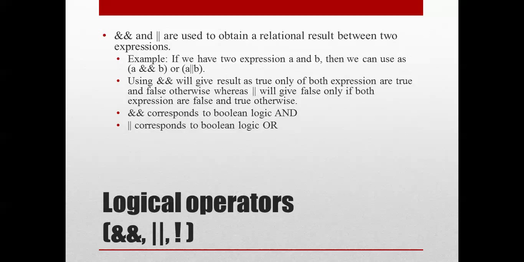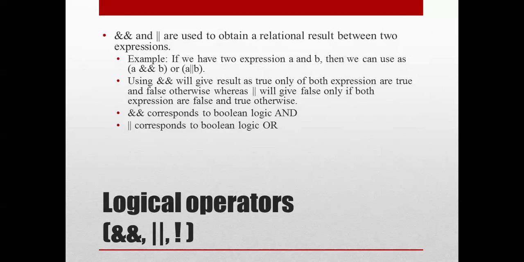So using double ampersand will result true only if both expressions on the left hand side and right hand side are true, and it will return false if any of these statements is false. And also two pipes, that is saying OR, is going to return false only if both statements on the left hand side and right hand side of it are false.